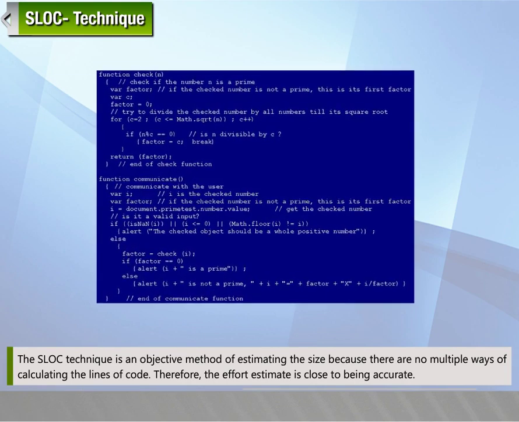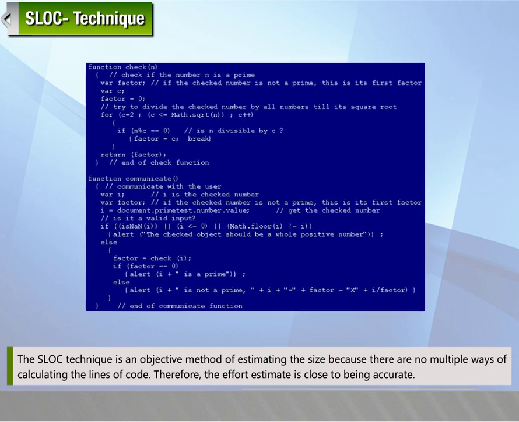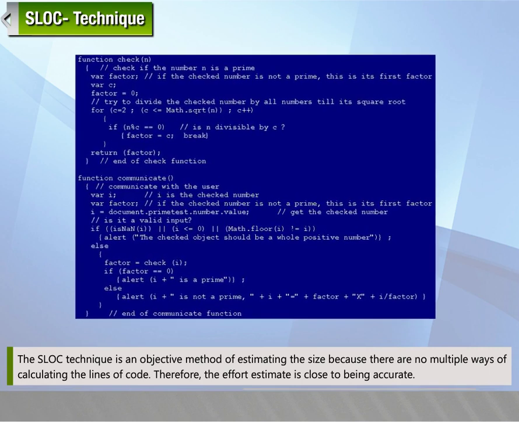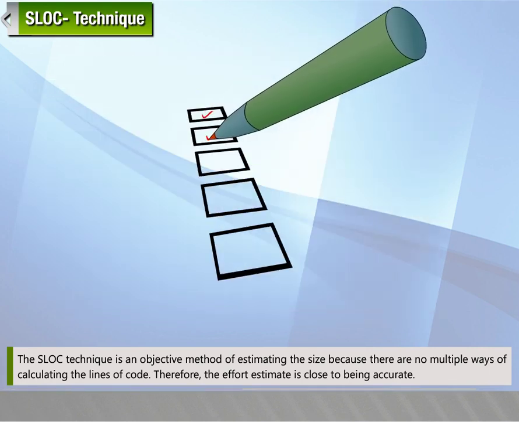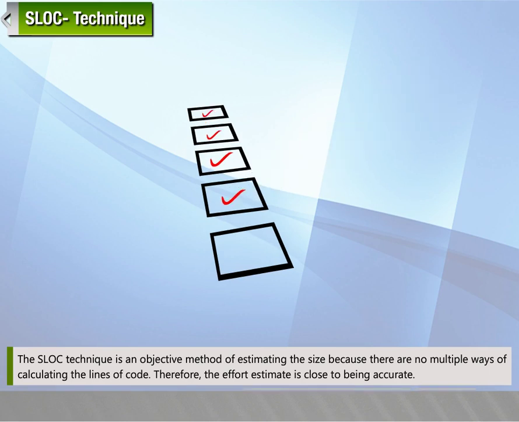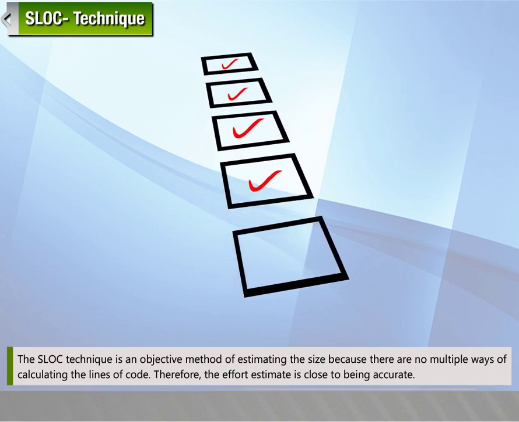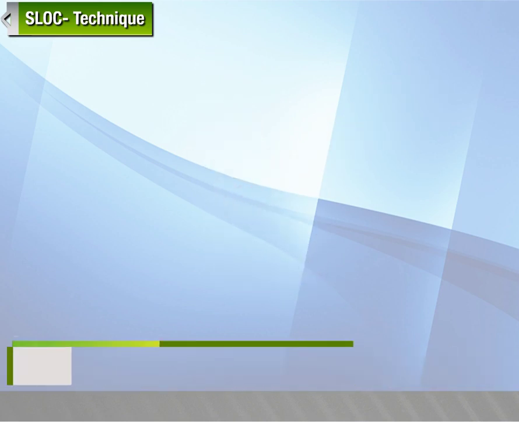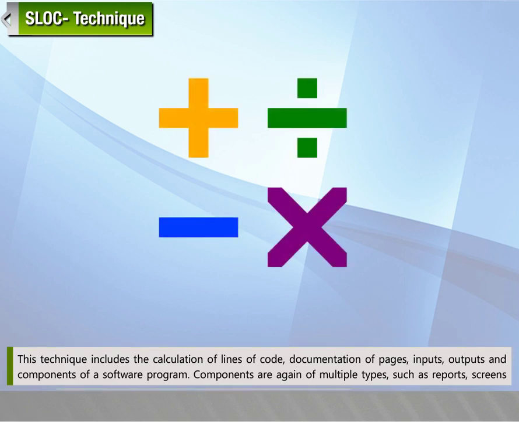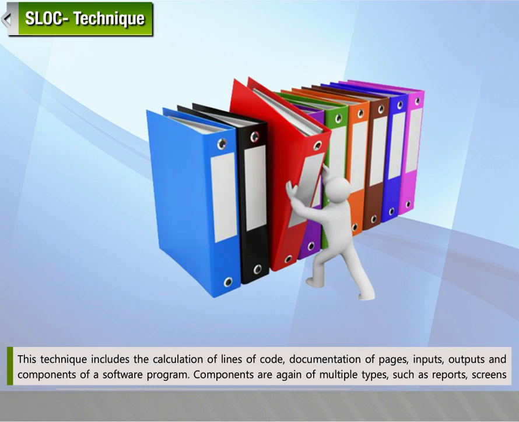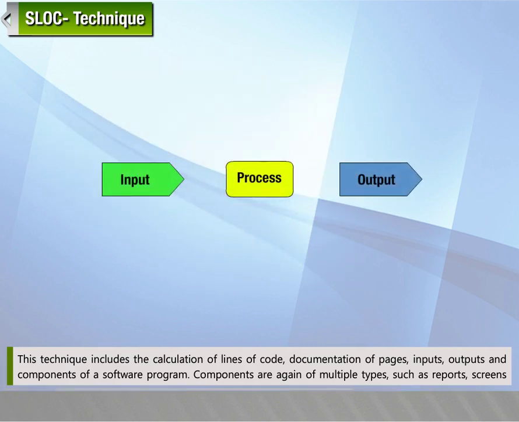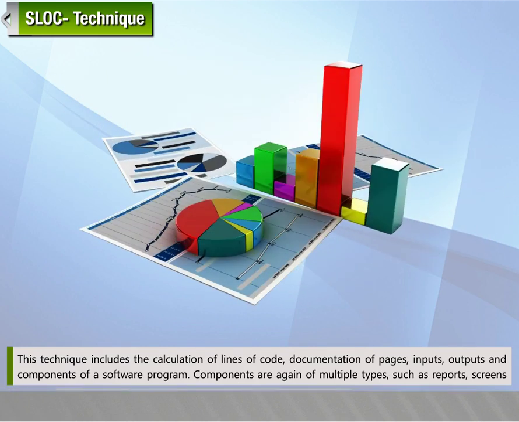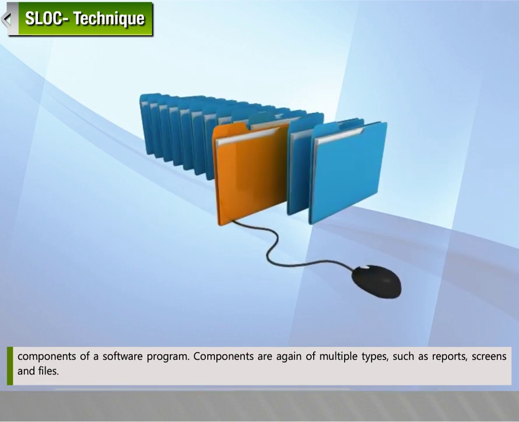The SLOC technique is an objective method of estimating the size because there are no multiple ways of calculating the lines of code. Therefore, the effort estimate is close to being accurate. This technique includes the calculation of lines of code, documentation of pages, inputs, outputs, and components of a software program. Components are again of multiple types such as reports, screens, and files.